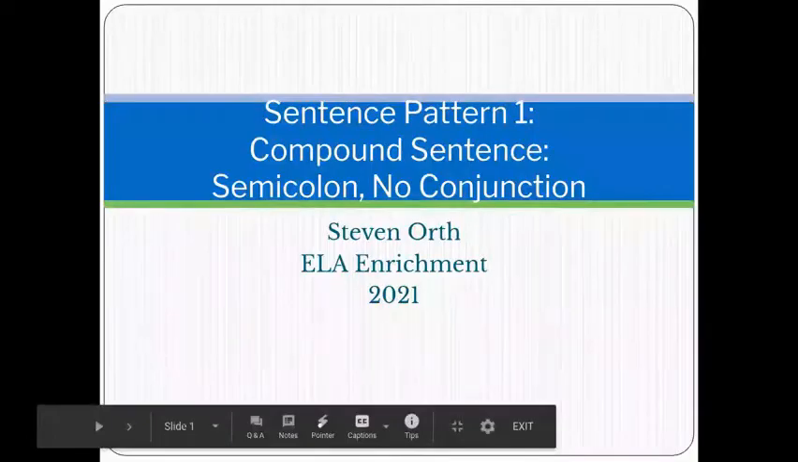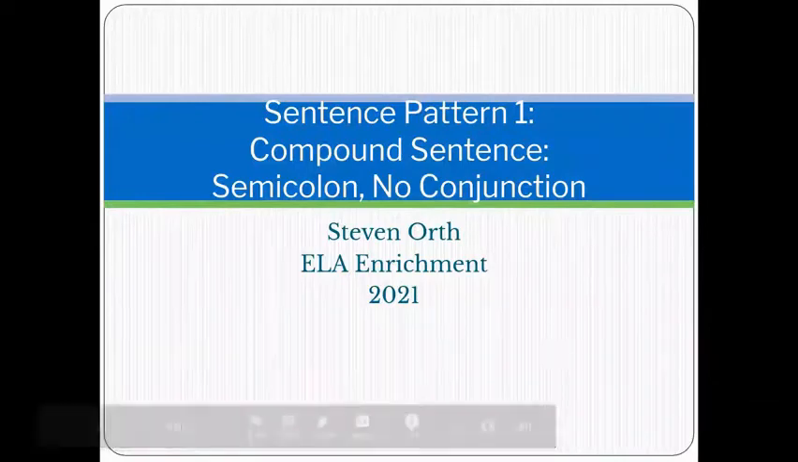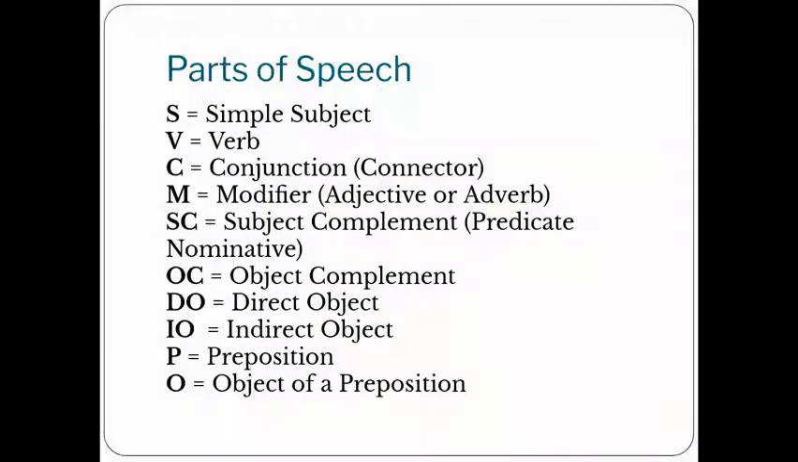All right, here we go with sentence pattern 1, compound sentence with semicolon and no conjunction. During these sentence pattern lessons, you're going to see several examples of abbreviations that are used in the formulas, the ways that the sentence patterns are expressed. Some of these abbreviations are familiar. Some we actually haven't talked at all about yet and will be taught as you need them. But some of them are slight variations of what you've already learned as well.